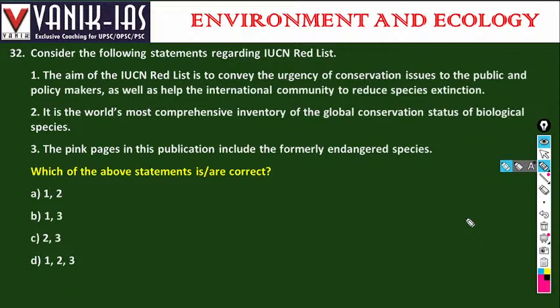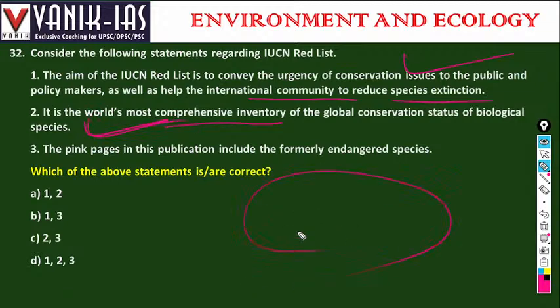Consider the following statements regarding the IUCN Red List. It conveys the urgency of conservation issues to the public and policymakers, as well as helps the international community reduce species extinction. This is right. It is the world's most comprehensive inventory of the global conservation status of biological species. Inventory means storage, so the most comprehensive inventory means storage of information about different species. That is why this is right.